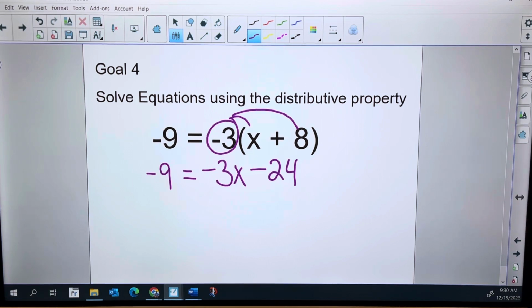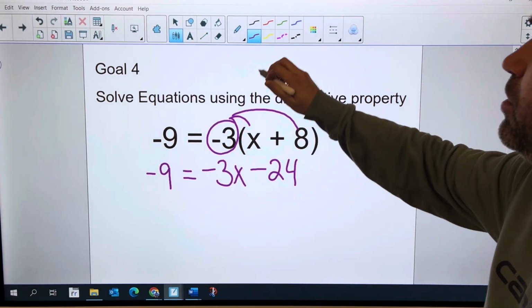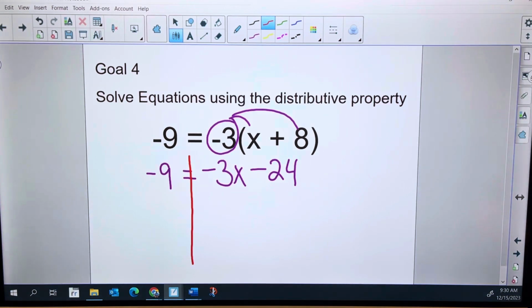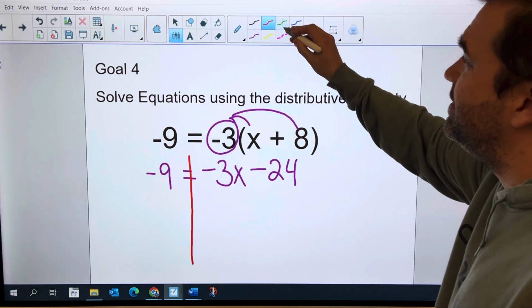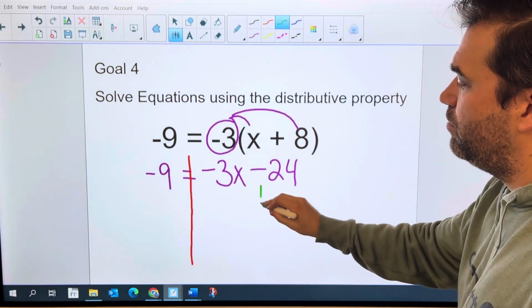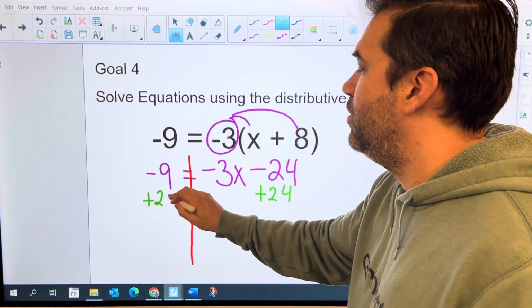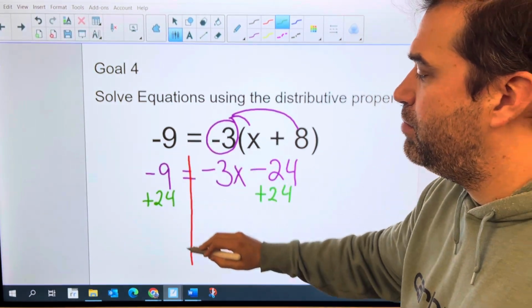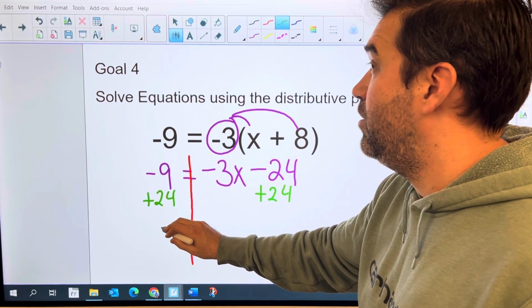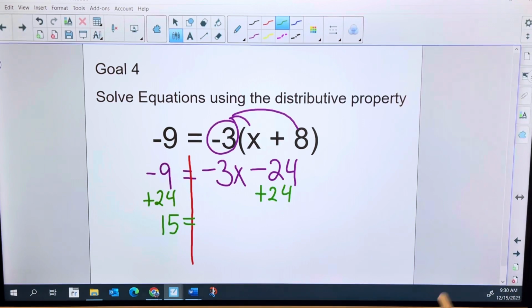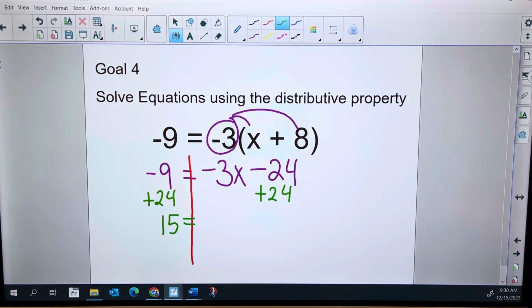At this point, we have that familiar two-step equation where we're going to try and isolate the variable. This is the point where I go ahead and draw that line down the middle since I'm done simplifying. And now I'm going to try and solve. I'm going to zero out this -24 with a plus 24. I'm going to add 24. -9 plus 24 is 15. Doing that math in my head on camera, a little stressful, I'm not going to lie.